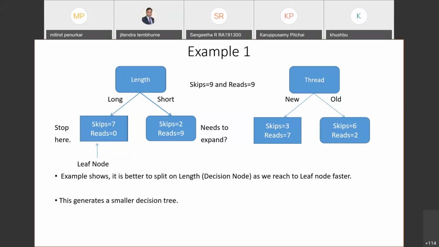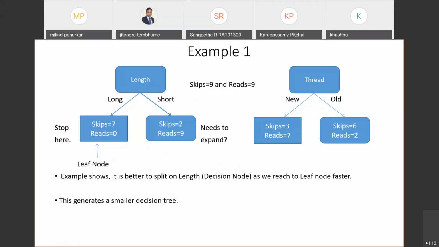But if I take length with short as the value, then we get in the output set the value length equal to short. Please understand, we are testing at length, whether length is long or short. If it is short, we get skips equal to 2 and reads equal to 9. So in this case, we have a mixed kind of output. It is not showing whether all of them are going to skip or all of them are going to read. Skips and reads total 18. So in this case, we need to expand this subset with skip equal to 2 and reads equal to 9 further.